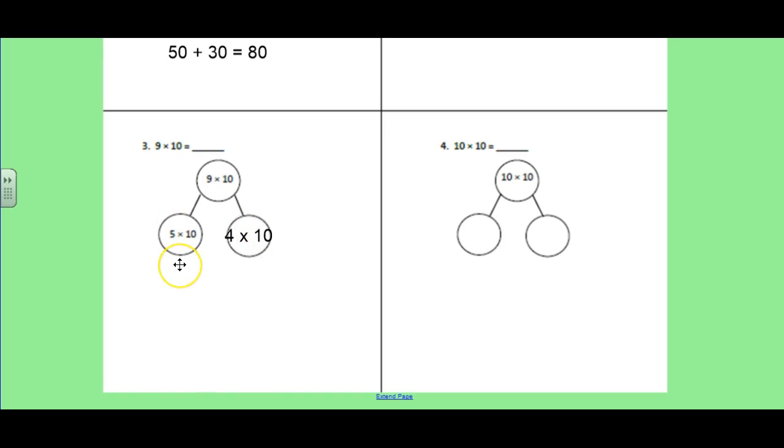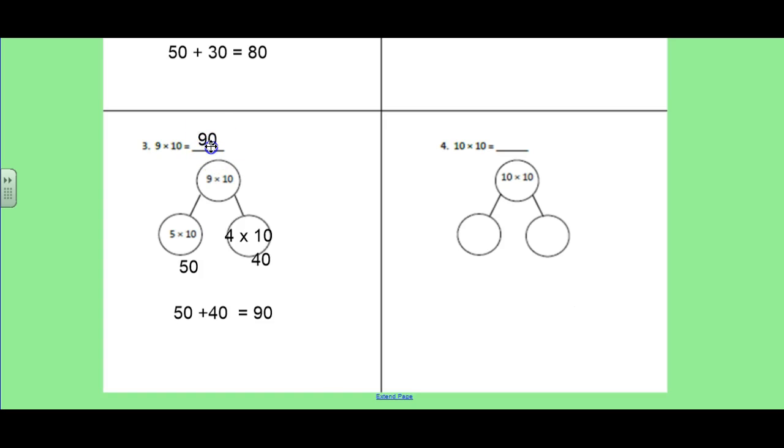And now all we have to do is underneath it write the answer to what those parts of the number bond stand for. So I know that I'm counting by 10s here, so I know that 5 times 10 is going to give me 50. I know that 4 times 10 is going to give me 40. So now all I have to do is go and add these together. So 50 plus 40 is going to be equal to 90, because I know that 5 plus 4 is equal to 9. I just have to add that 0 on. So up here where we have 9 times 10, we know that the answer is 90.